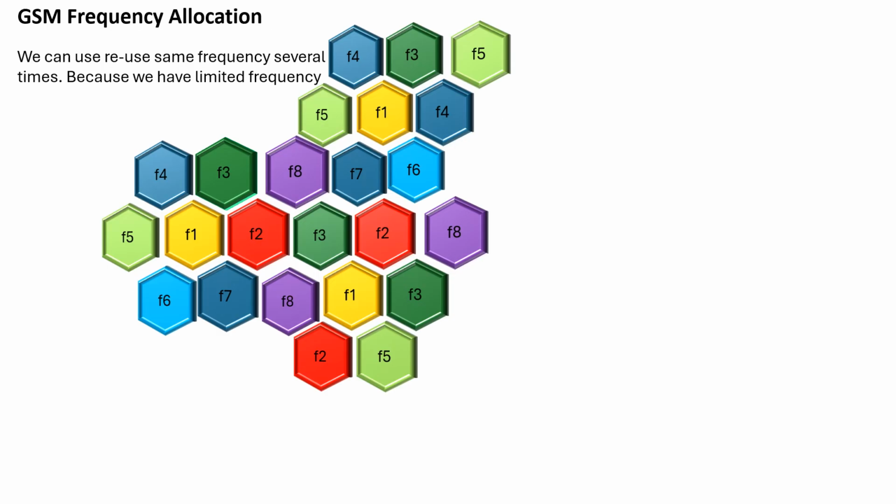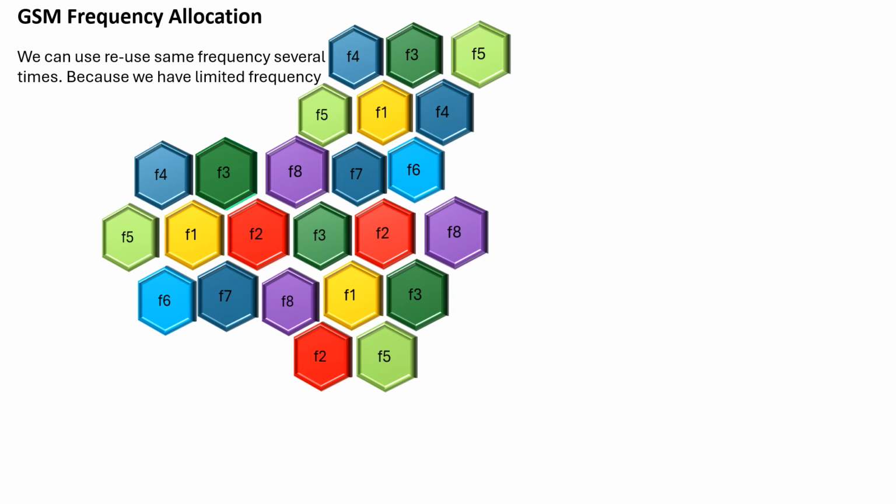If a frequency is assigned to cell A, it can be reused in cell B, provided that cell B is far enough away, in terms of distance and potential interference. For instance, if cell A is using frequency F1, then frequency F1 can also be assigned to another cell, cell C, that is distant from cell A.